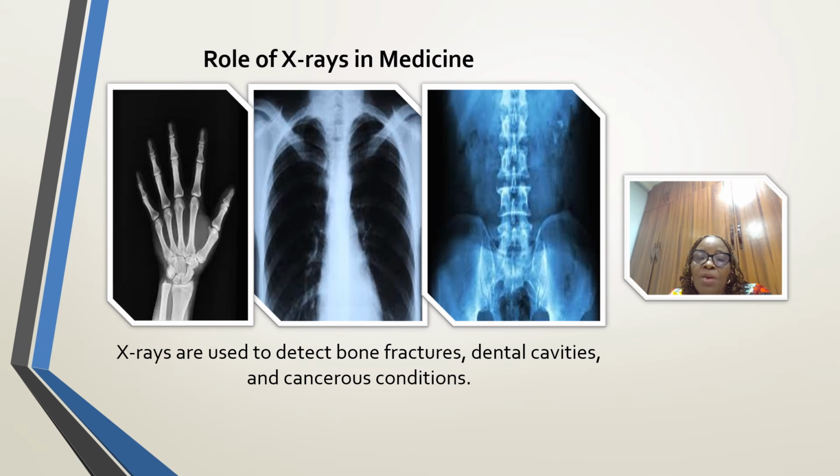Air in our lungs shows black. Bones and metals show as white. Fats and muscles show as shades of gray. In medicine, they are indispensable for diagnostic imaging, detecting bone fractures, dental cavities, and cancerous conditions. Techniques like CT scans provide high-resolution cross-sectional slices of the body.